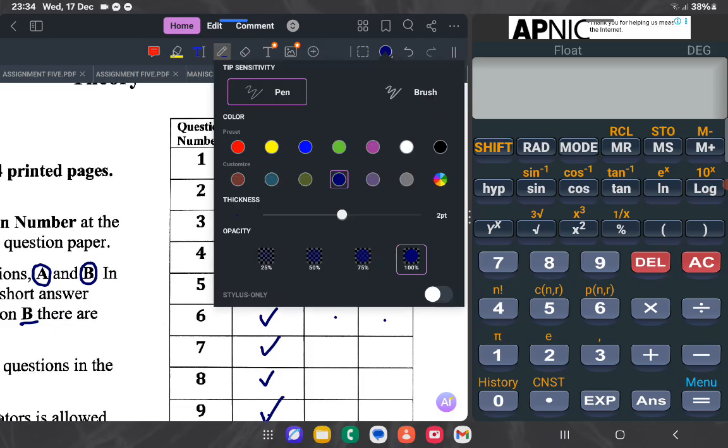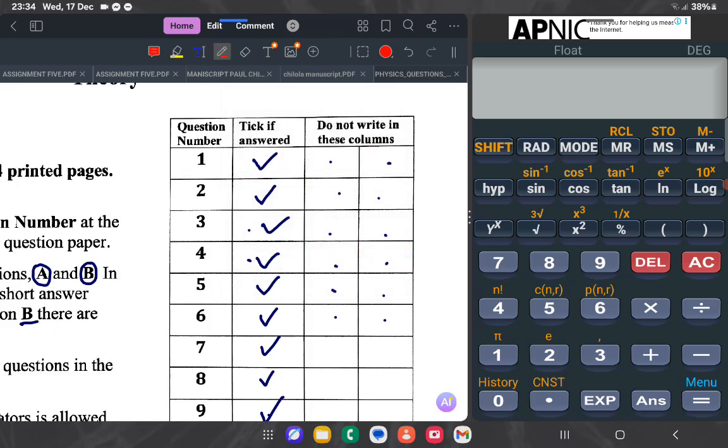When your paper is being marked, the examiners will record marks in these columns. Let's say question 1, you got 2 marks, so the examiner writes 2 marks there. Question 2, maybe you didn't get any marks, so the examiner will write 0 there to show that he did not score any marks there. And he got 3 marks in question number 3, and so on.